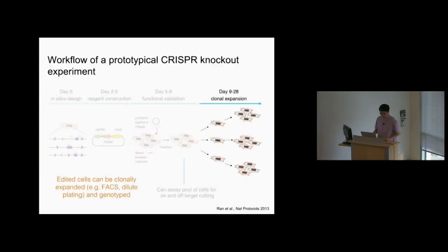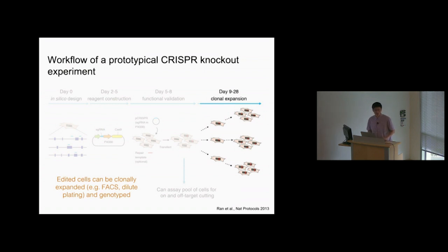Okay, so after functionally validating the guides, we can then clonally expand them using FACS or by dilute plating, and then validate individual clones for the edit of interest. So that is the prototypical workflow of a knockout experiment.